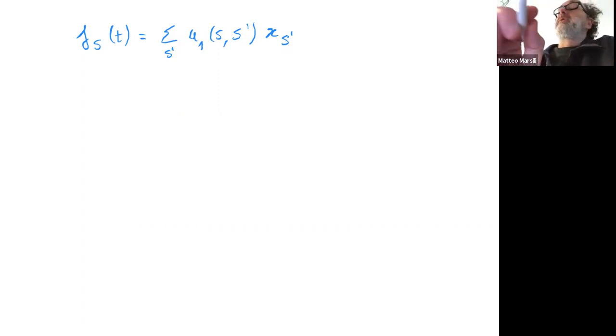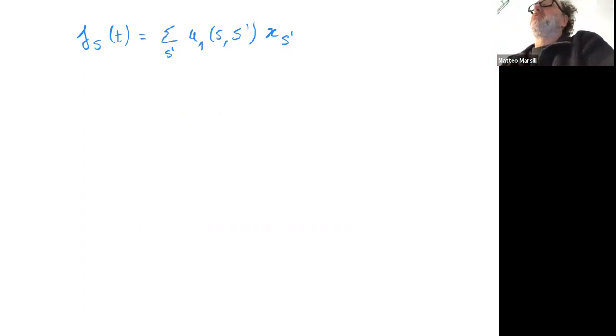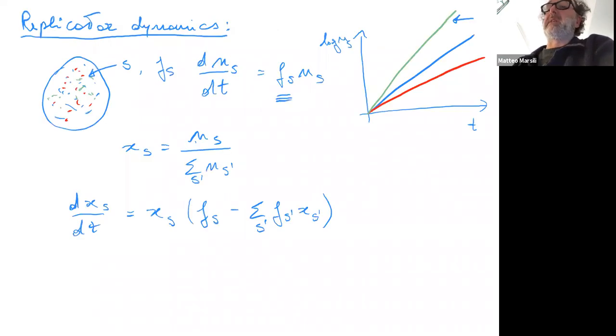very good. So are we supposing the total population of NS is fixed? No, we don't need to assume that the total population is fixed. Indeed, in this particular case, you can see that the total population will also increase in time, okay?